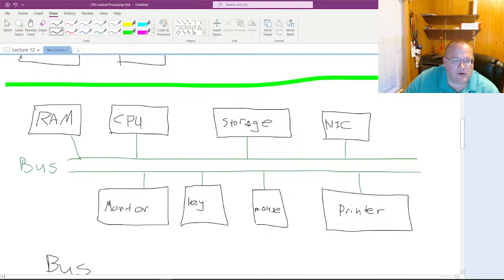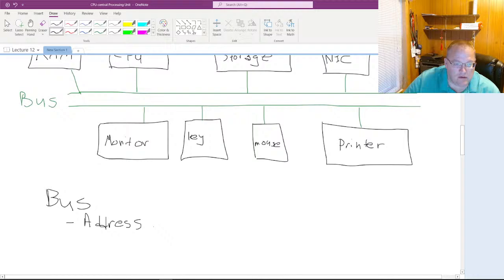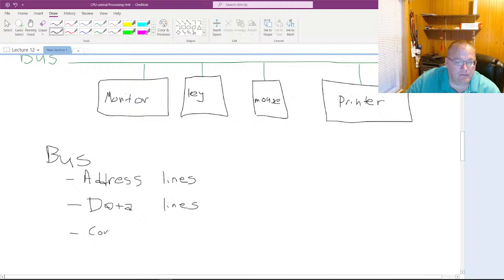Right, so address lines, data lines, and control lines. I'll talk a little bit about what those mean and what they can do here.